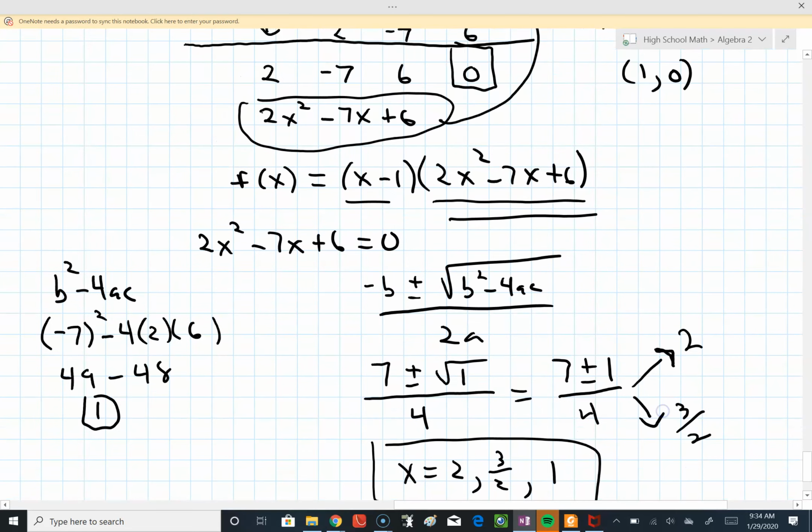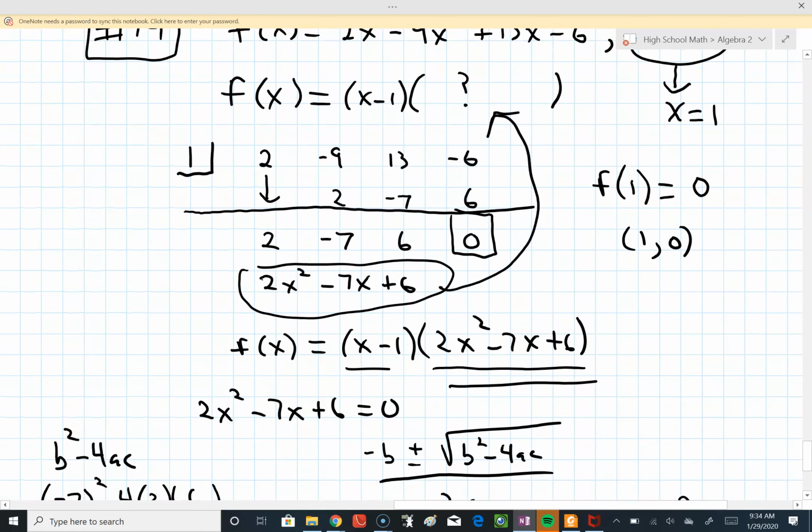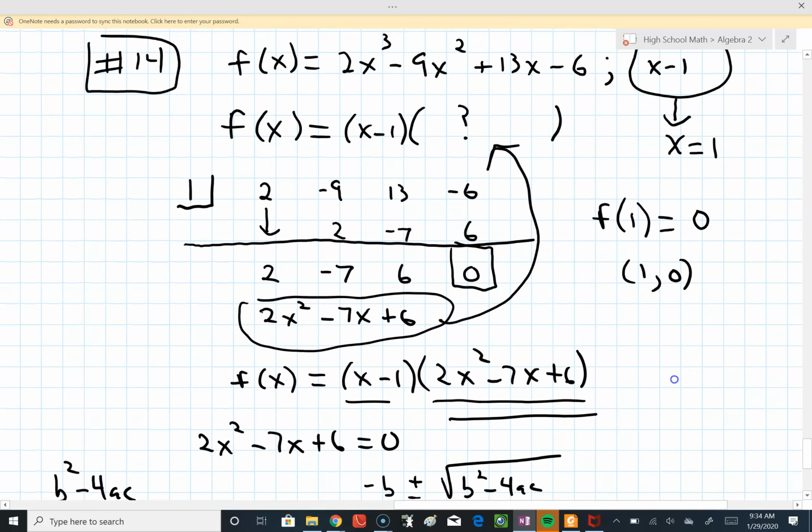Why did you bring the 2 down, and then multiply by 1 or whatever, and then the answer to that you put in the next one? That's the looping process of synthetic division, which we could talk about a little bit more, but it's just like long division. Think about how you learned to divide way back in the day. You divided, you subtracted, you brought it down, and then you multiplied. That's what this is. It's bring down, multiply.